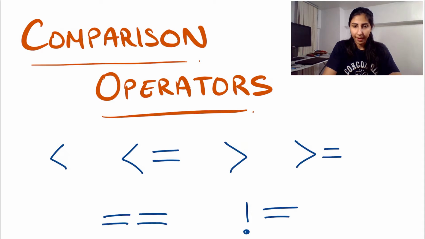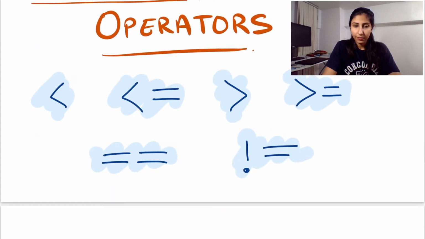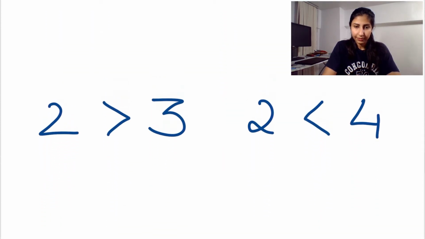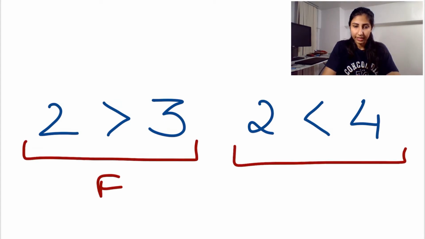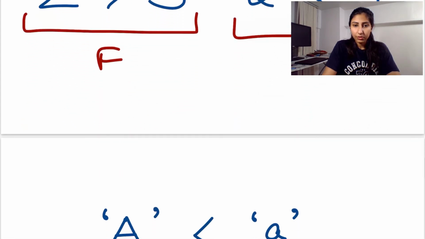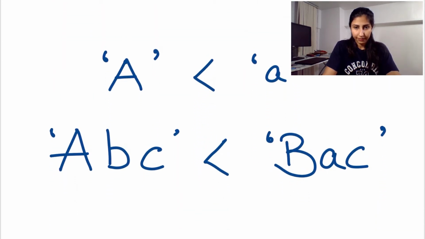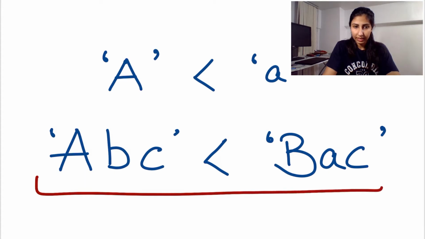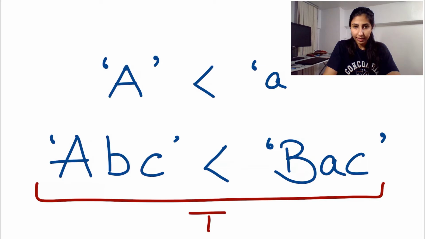Now let's talk about comparison operators. Again, we have our basic math operators like less than or equal to, greater than or equal to, the equality operator and the not equal to operator. So we can compare numbers with these operators like we do in math. So 2 greater than 3 would result in false, 4 greater than 2 would result in true. We can also compare strings on the basis of lexicographical order. So the string ABC less than the string BAC is true, and the string capital A less than the string lowercase a is true.